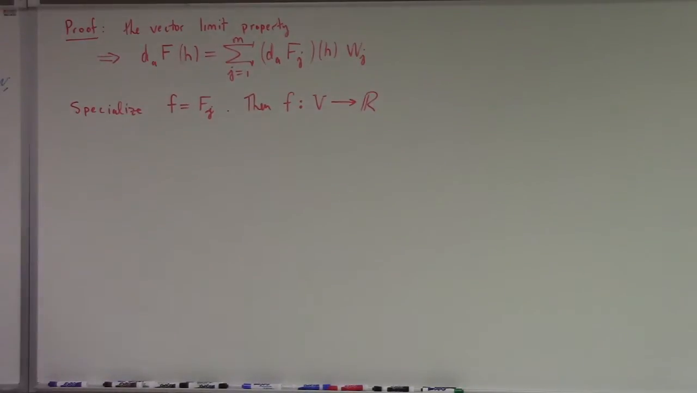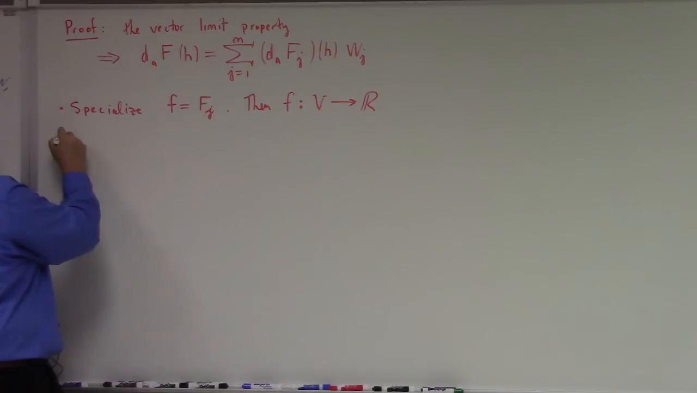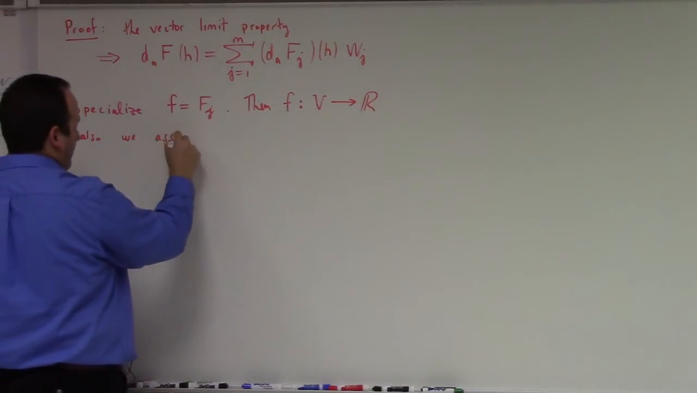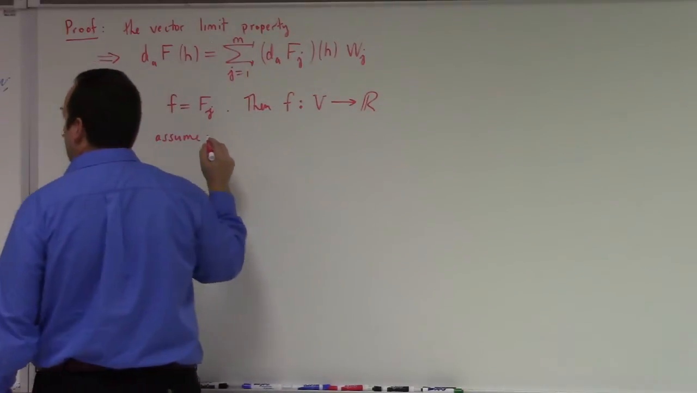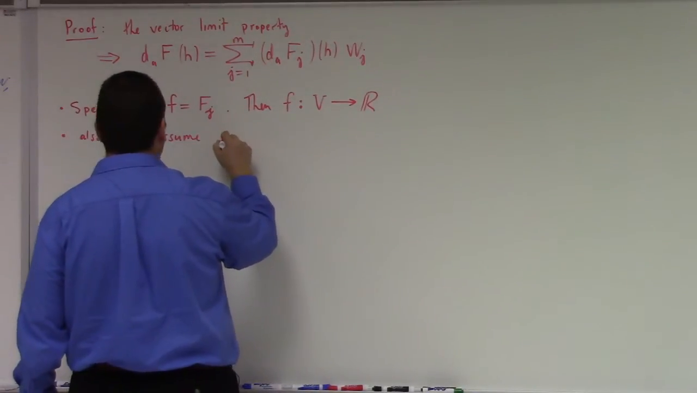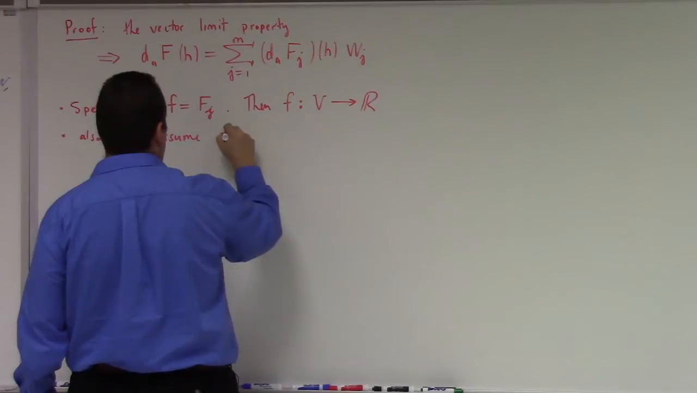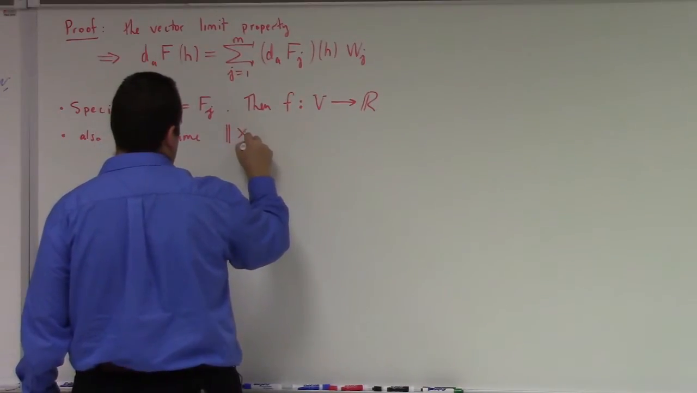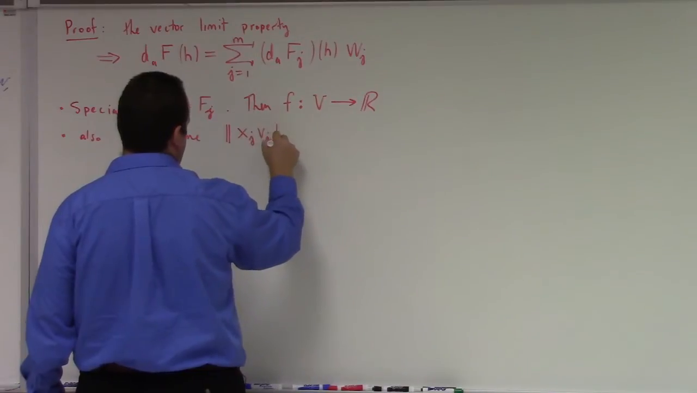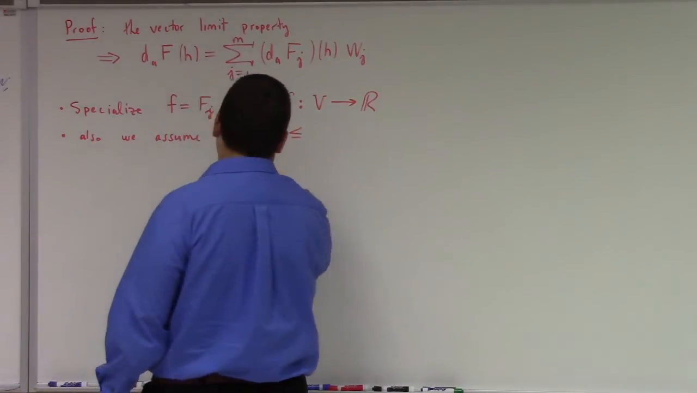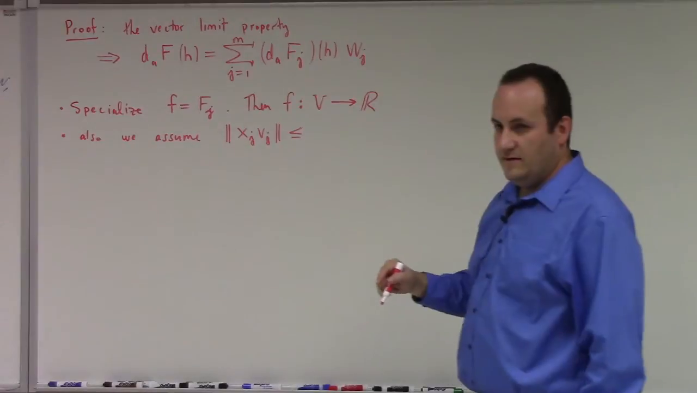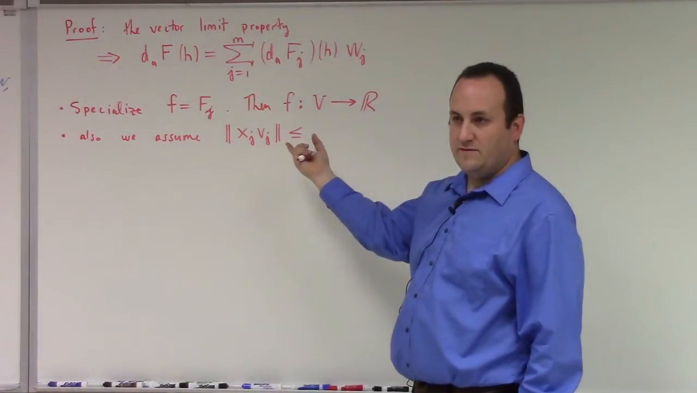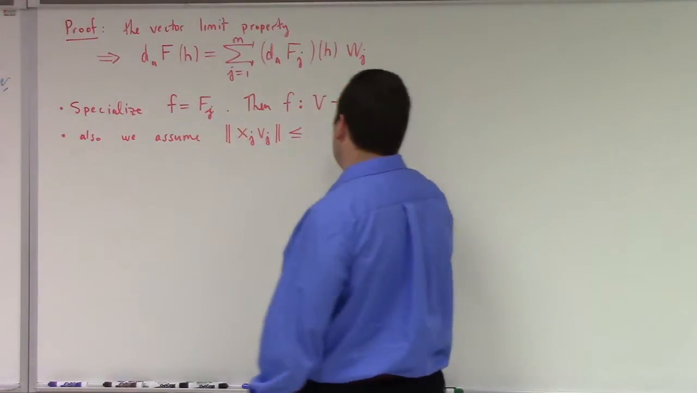And also, we assume that the basis for V is such that the following holds. If I have the norm in V of, let's say, xj vj, I'm going to assume that the basis is such that the norm of the jth vector component is less than or equal to the norm of the whole thing.